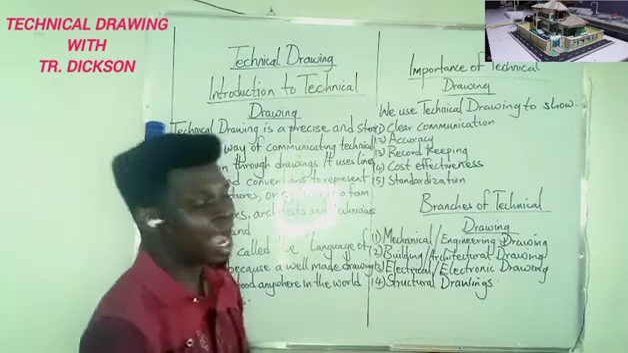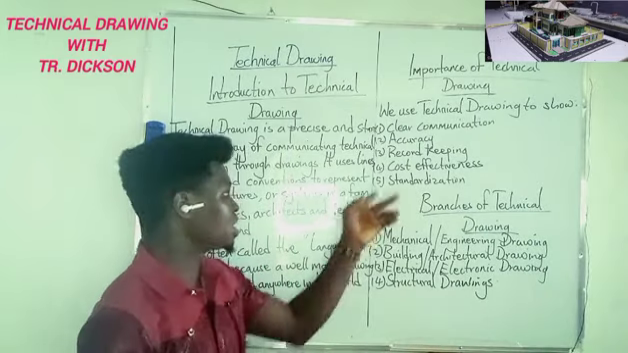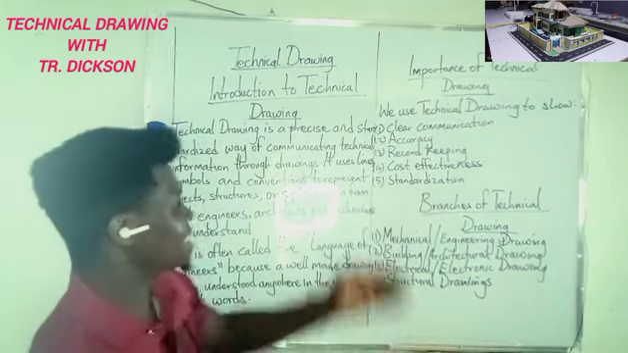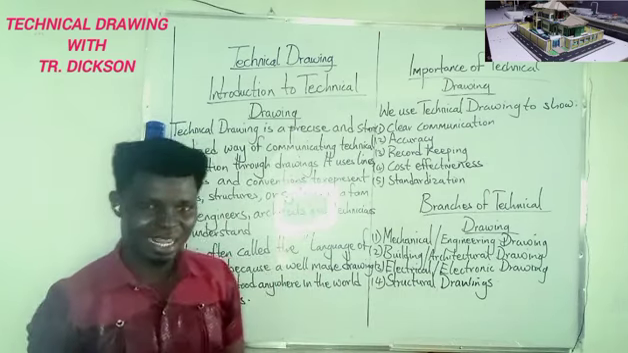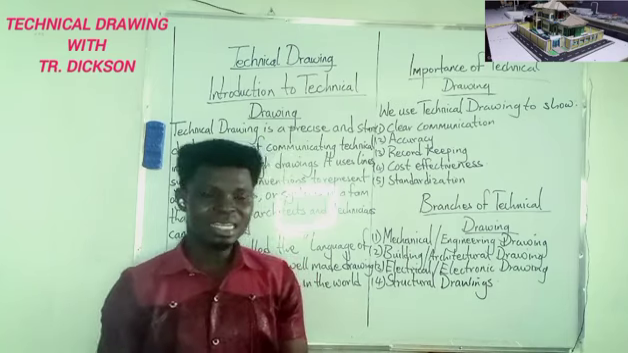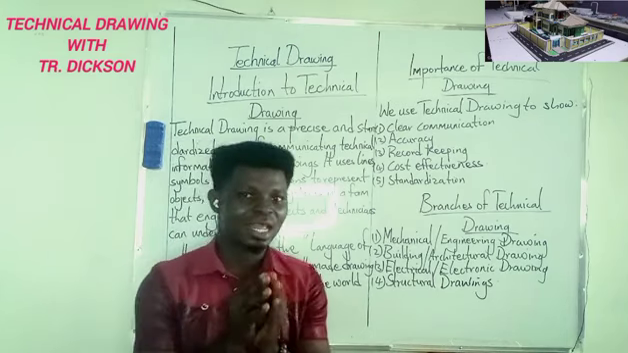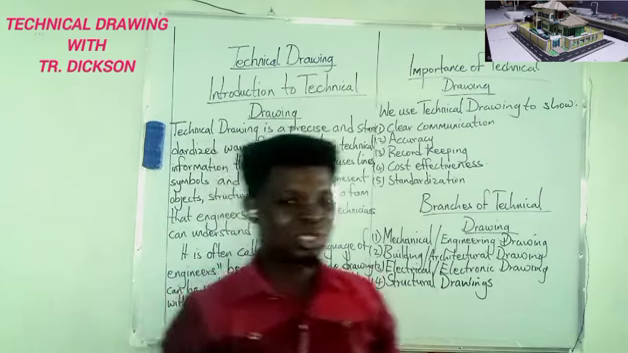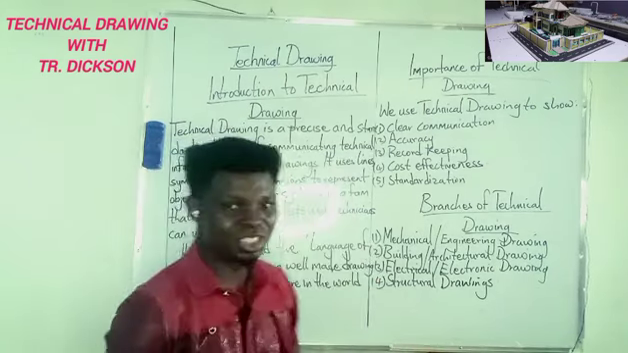So that is where we have the number 3, which is cost effectiveness. Now the last one here is that it shows standardization. What do we mean by that? Like I mentioned earlier, when we produce a technical drawing, we follow standard rules. For example, there are some conventions, like I mentioned.